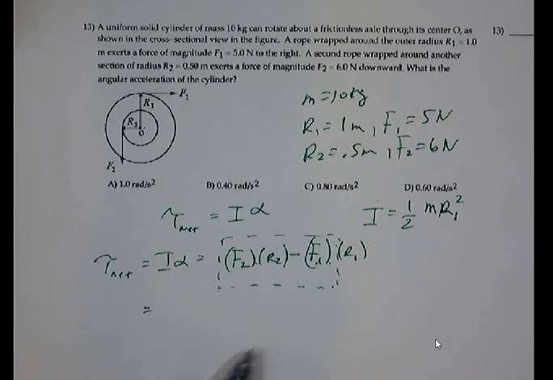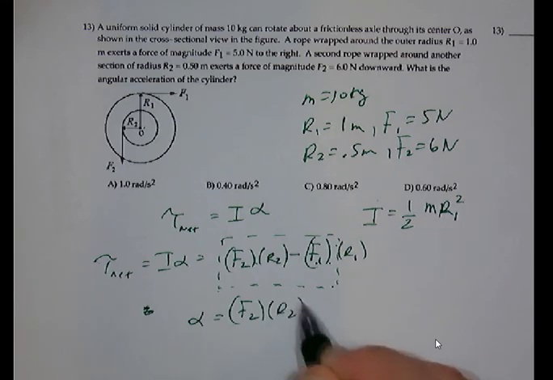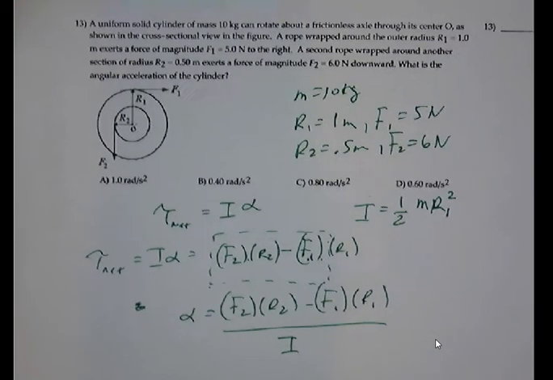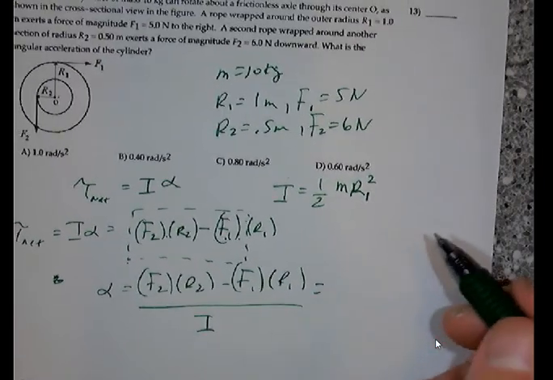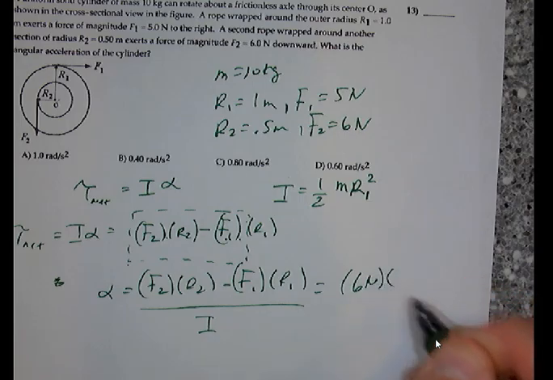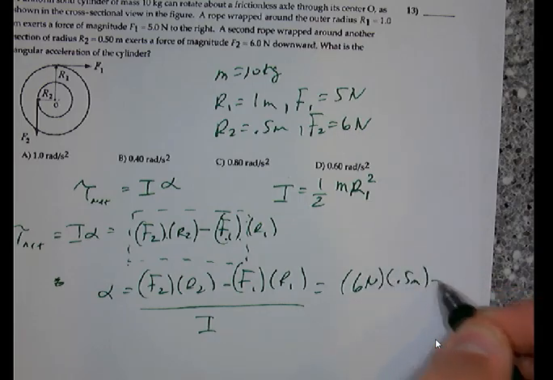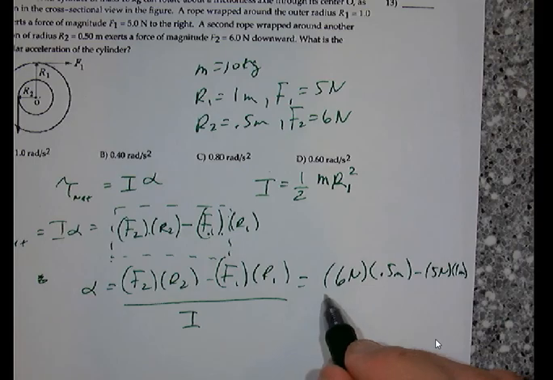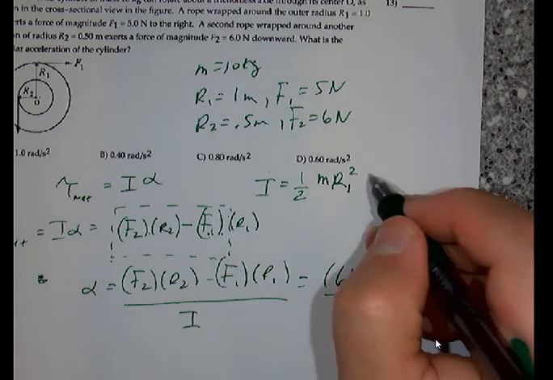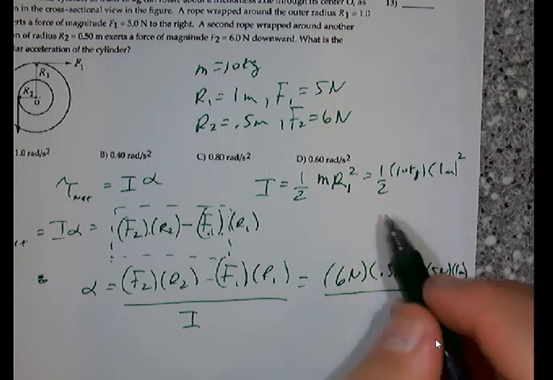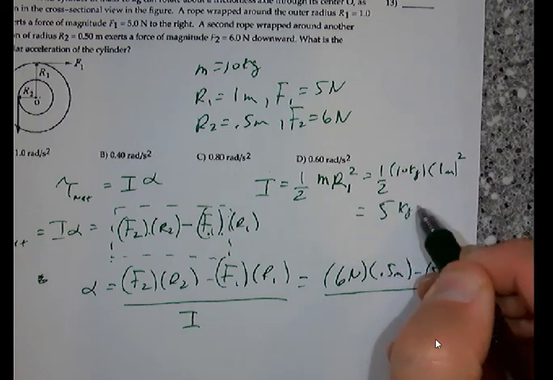Okay, so we're almost there. Then alpha would be F2 R2 minus F1 R1 divided by the rotational inertia. I just want to do one more step here just to look at the sign of this thing. So force 2, this would be 6 newtons times 0.5 minus 5 newtons times 1. And then divided by 1/2 m r1 squared. So this would be 1/2 times 10 kilograms, 1 meter, and don't forget to square it. So this would be 5 kilogram meter squared. If I did the math right, I think that's good.